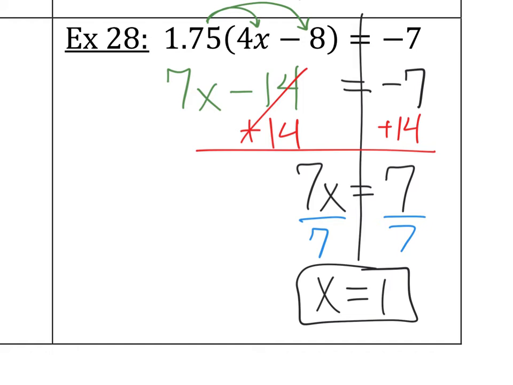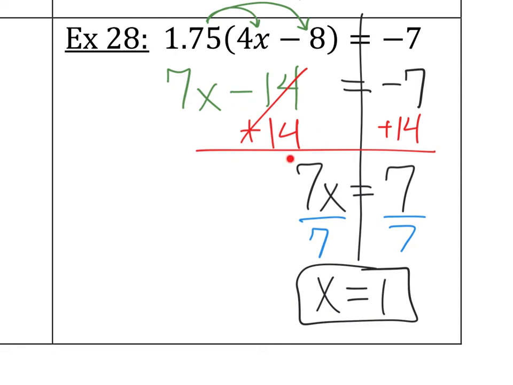Okay, let's talk through this last problem just one more time. I just left my pencil over here. So we distributed, that's multiplication. 1.75 times 4x is 7x. 1.75 times negative 8 is negative 14. Okay. Now it's a two-stepper. Once we've done distribution, it's just a two-stepper.